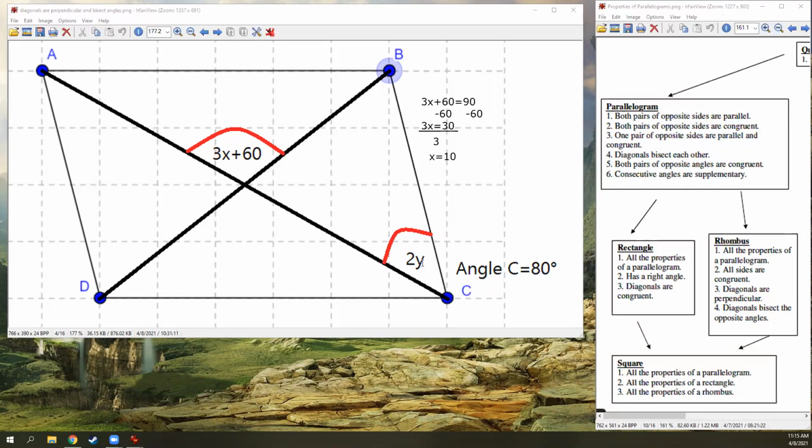And we got 2y right here. We need to figure out what 2y is equal to. If the whole thing is 80, and the diagonals cut these in half, what is half of 80? Well, that's what 2y equals. 2y equals 40. And then you would solve that just the same way. Opposite of multiplication is division, so we divide both sides by 2, and we figure out what y equals, which happens to be 20.